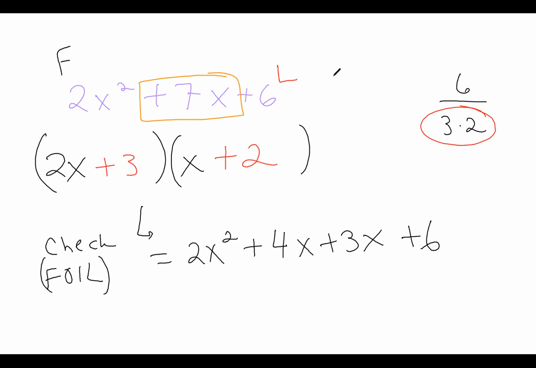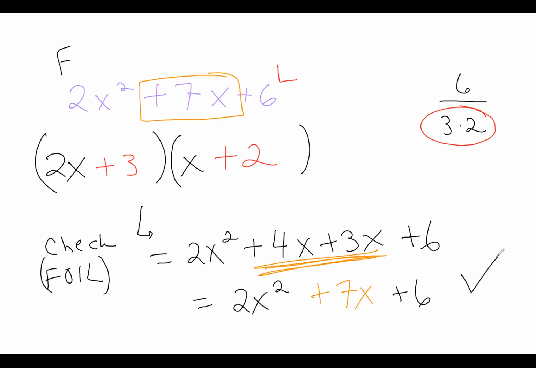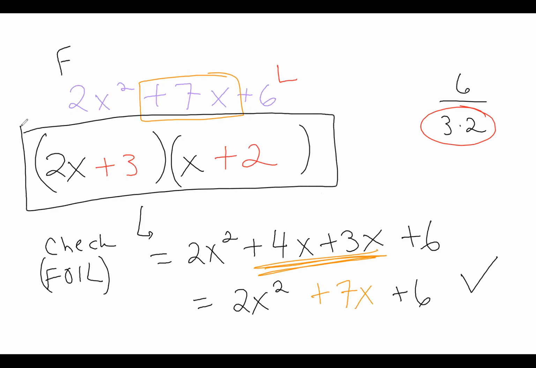But again, what we're really paying attention to is these middle terms. And yes, they do add up to 7x. So when I complete my check here, I am getting 2x squared plus 7x plus 6. Okay, so that's an indication that my answer checks out, which means here's our correct answer. So 2x plus 3 times x plus 2.